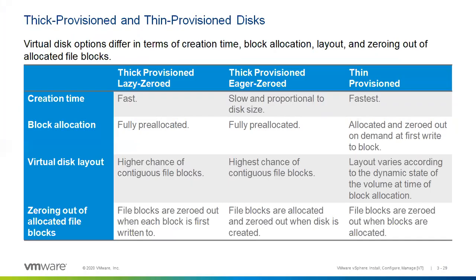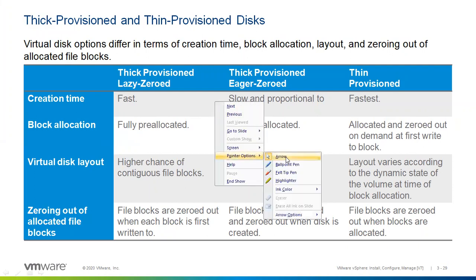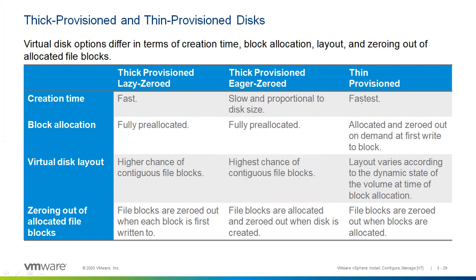This is available here. Creation time, thick, slow because of data zeroed out. Formatting faster, fully pre-allocated, allocated on the basis of zeroed out space. Higher chance of, highest chances of continuous file blocks. Layout is very much according to the base. Okay, that's all what we have described to you.